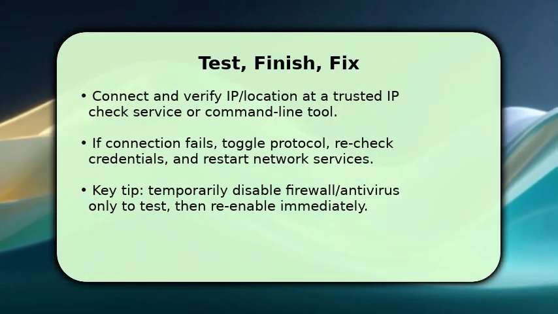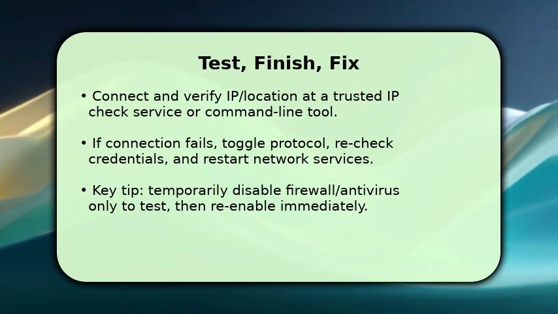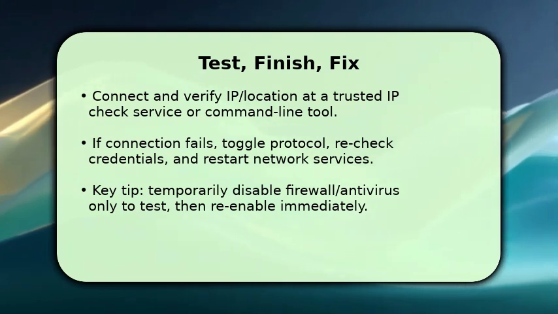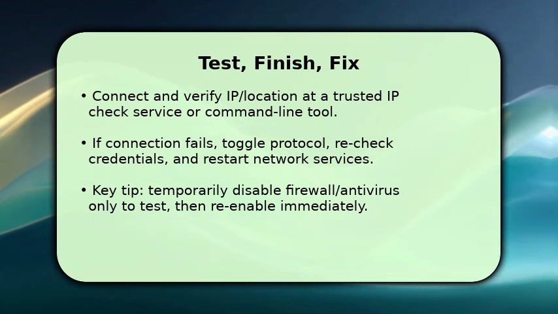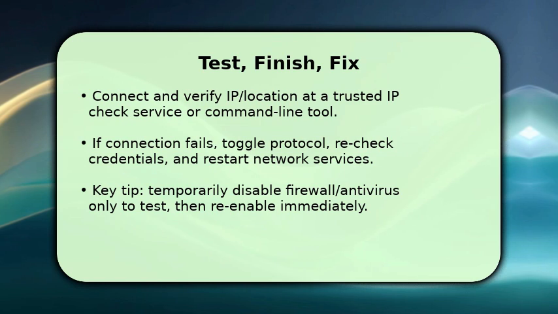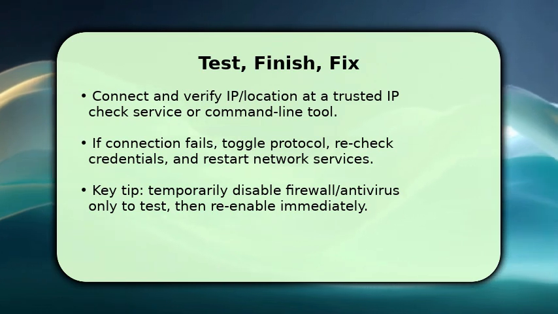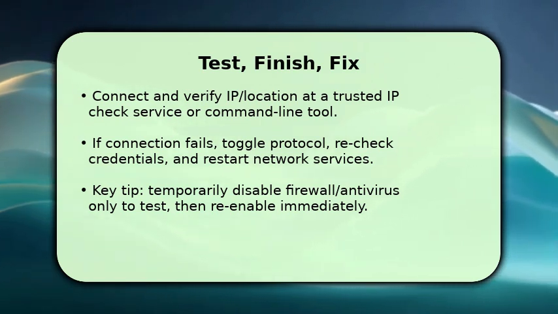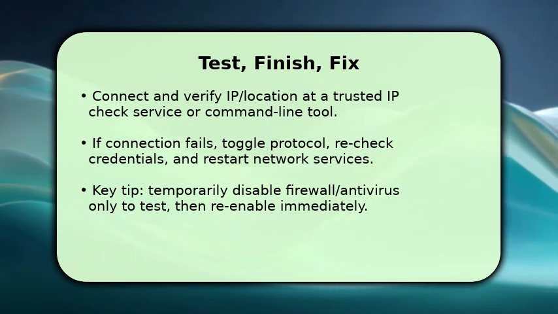Finish by connecting and validating the tunnel. Check your external IP and ensure DNS leaks are absent. If the VPN won't connect, first re-enter credentials and switch protocols. Many providers offer alternate ports or UDP versus TCP options to bypass ISP blocks.